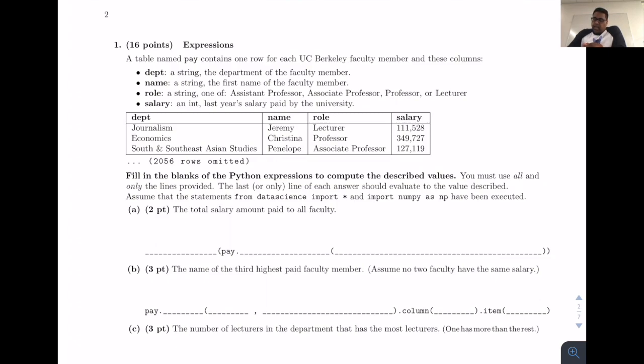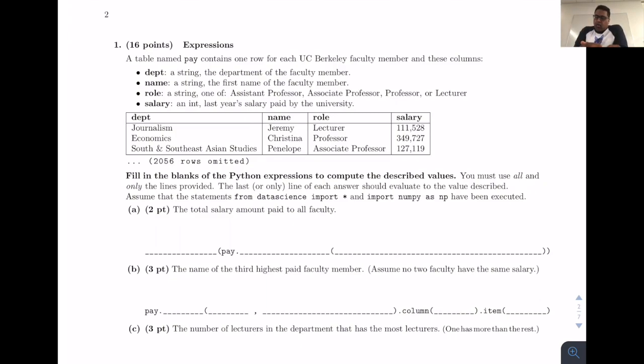So the first problem, 1A, is we want to find the total salary amount paid to all faculty, right? Here we have a column titled salary, and we can imagine each row consists of the data for one either professor, or associate professor, or lecturer. So each row is for one staff member. If we were to add up all of the 2,059 values we had for salary, we would get the total amount of money being paid to all people working at Berkeley as either a lecturer, professor, associate professor, or whatever.